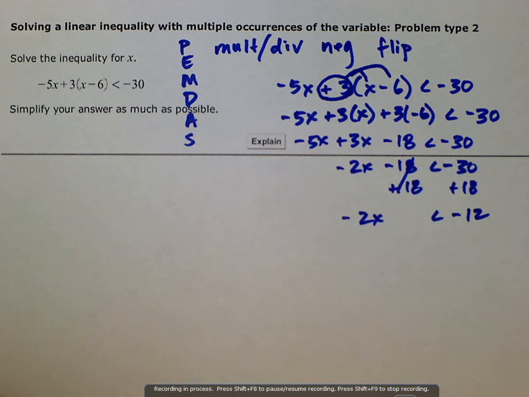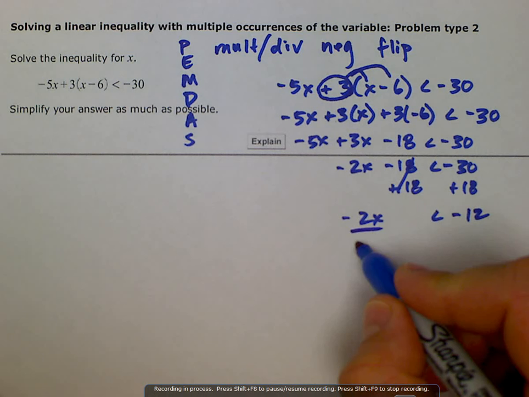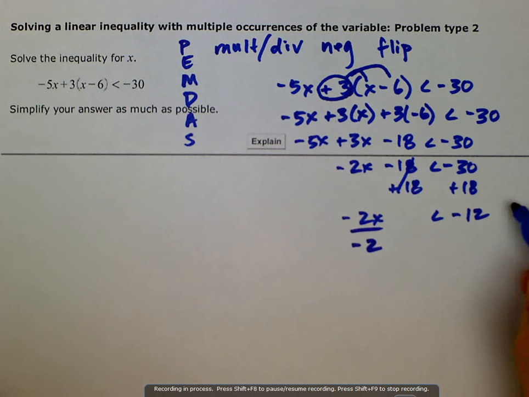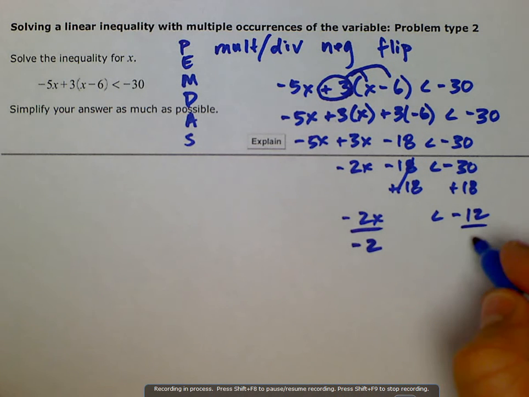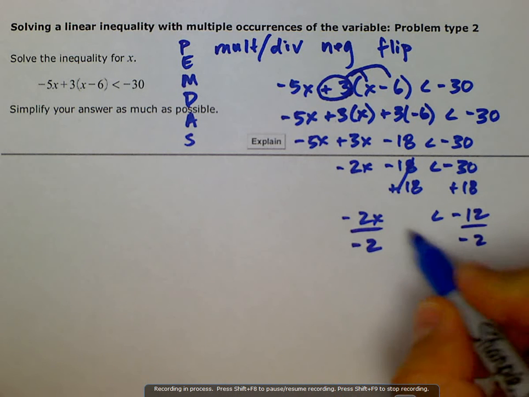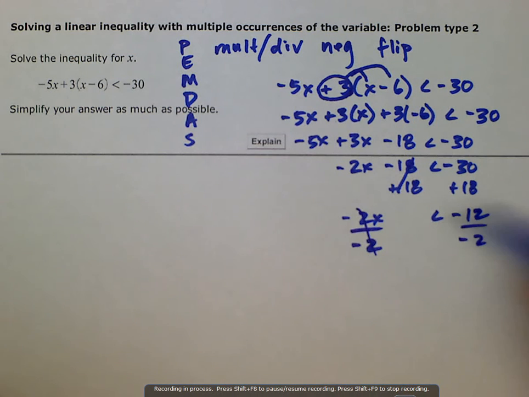And finally, we will divide by the coefficient. I was just checking my work there to make sure that negative 30 plus 18 was negative 12. Then we'll divide by a negative 2. When we divide by a negative 2, we remember that when we multiply or divide by a negative, we flip the sign. So over here, these cancel leaving x, and then we flip the sign. Negative divided by a negative is a positive.